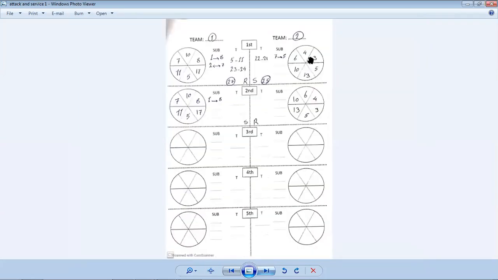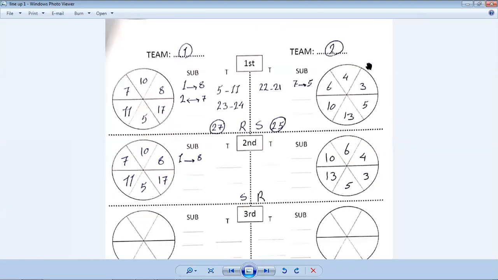Okay, we have this form for coaches. This is a very good form, like a score sheet for the coaches. For example, team 1 and team 2. This is the first set here. Six starting players for the first team and six starting players for the second team.